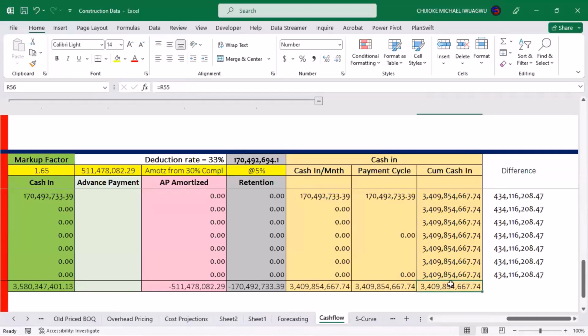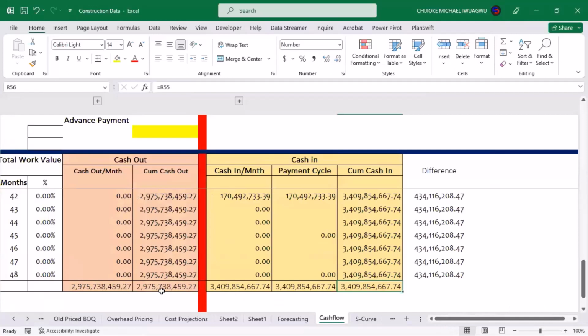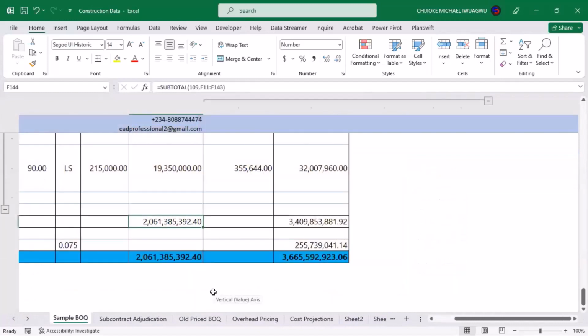And then look at this figure. Compare this figure that you have, this 2.97, and compare it with 3409 this. When you look at your bill of quantities, you should be able to see those figures.